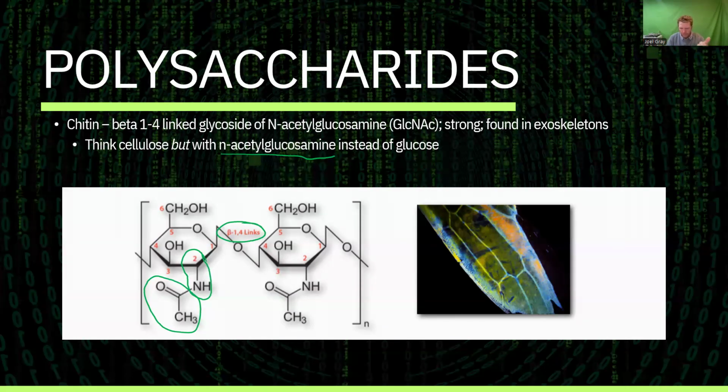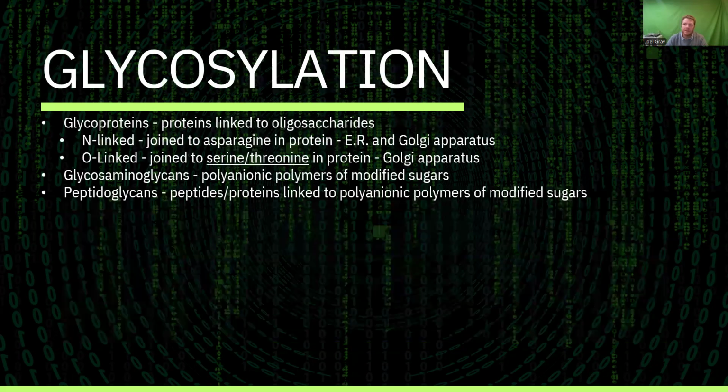Okay, so we've talked about alpha versus beta. We've talked about reducing and non-reducing ends. We've talked about disaccharides and polysaccharides and given some examples of all of these. Then chitin is one of our modified polysaccharides.